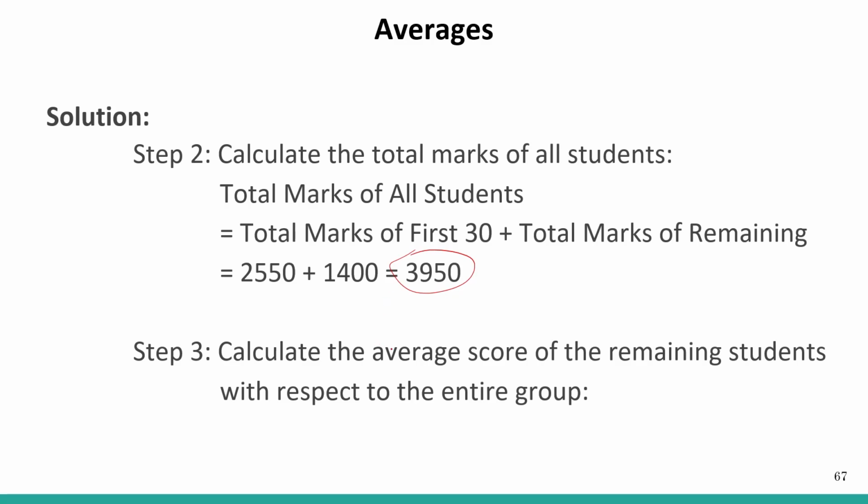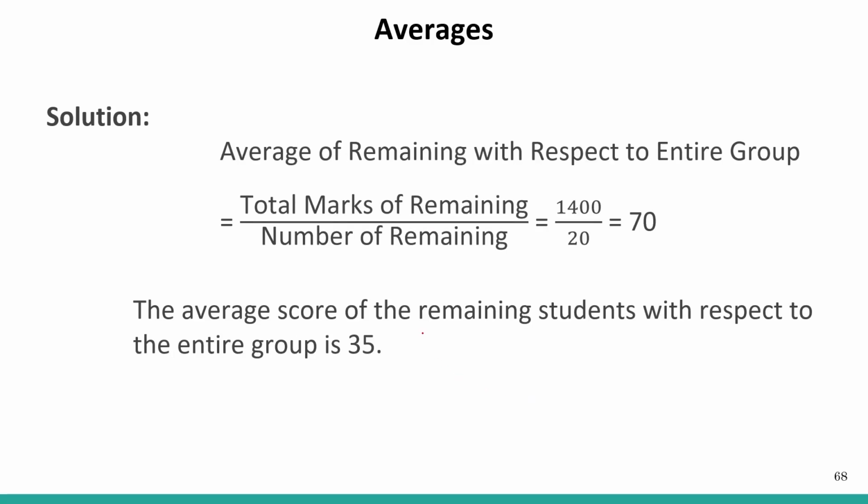Let's now calculate the average score of the remaining students with respect to the entire group. We'll use this formula: total marks of the remaining divided by the number of the remaining. That is 1400 by 20, which is equal to 70. So the average of the remaining students with respect to the entire group is 35. So that's all for now.